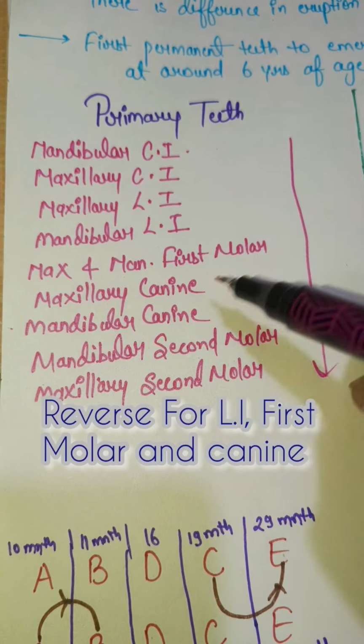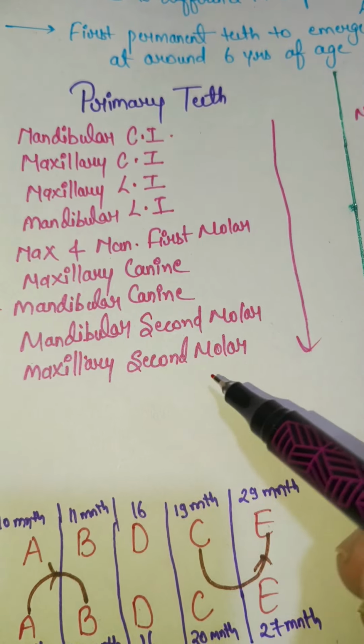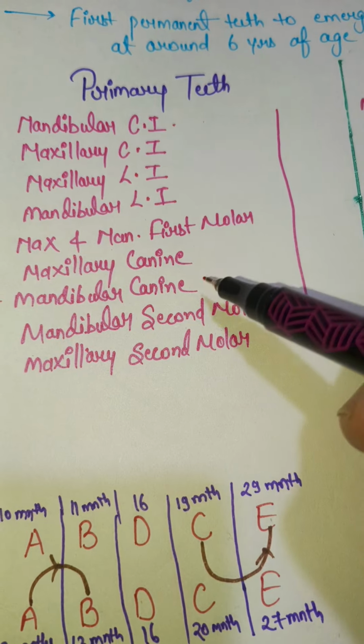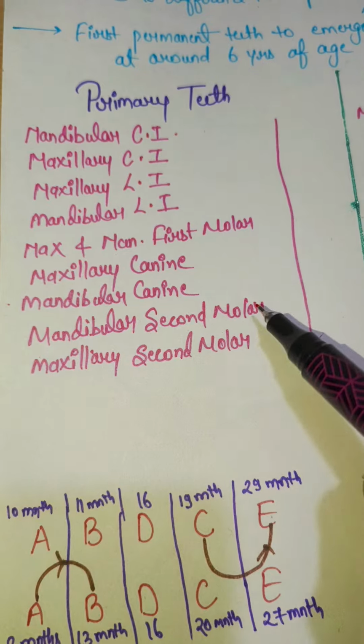Again, maxillary and mandibular first molar. Again, maxillary canine and mandibular canine. And if you come to the second molar, just like the central incisor, it is mandibular first, then maxillary. So the lateral incisor, first molar and canine are maxillary, then mandibular. But in the central incisor, mandibular first, then maxillary. In the second molar, mandibular first, then maxillary.